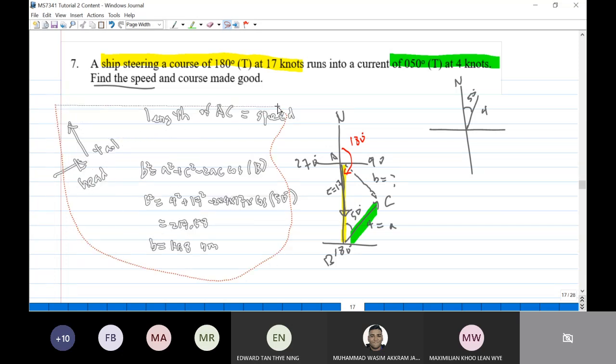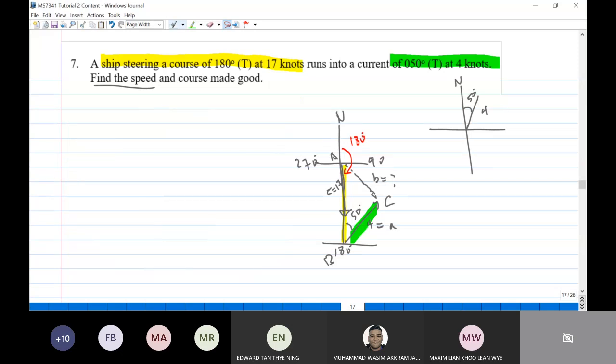So just now I found the speed. I found that the speed is 14.8. So this is 14.8 now. Just use it. Whenever you find some information, put it down and use it. You may use it, may not use it. So now I want to find the course made good here. What is the meaning of course made good here? The course made good is actually the new direction of the ship now. Okay, the new direction of the ship is actually this one. Okay, what is the course made good? CMG.